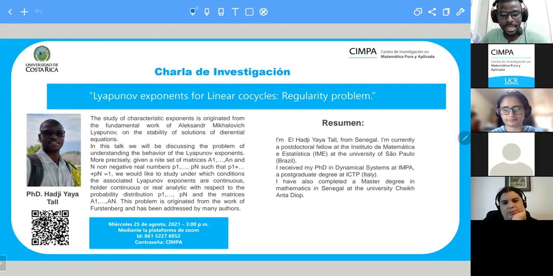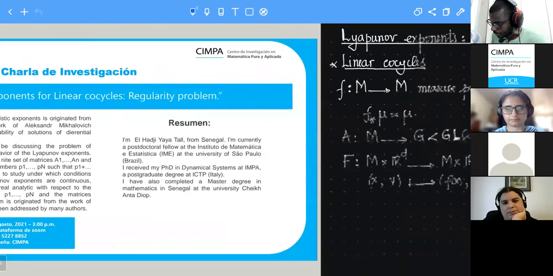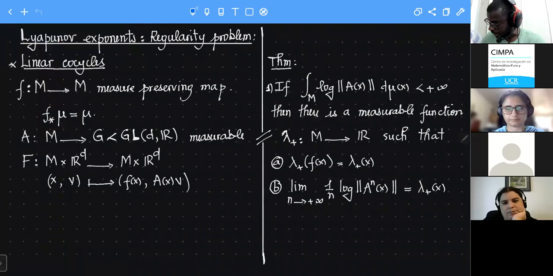The idea is not to go into technical detail and the proofs. My idea is to survey the topic and discuss interesting problems that come along the way. So let me start. As I said, we will be talking about Lyapunov exponents, but Lyapunov exponents are objects that are associated to linear cocycles. So let me first define what linear cocycles are.